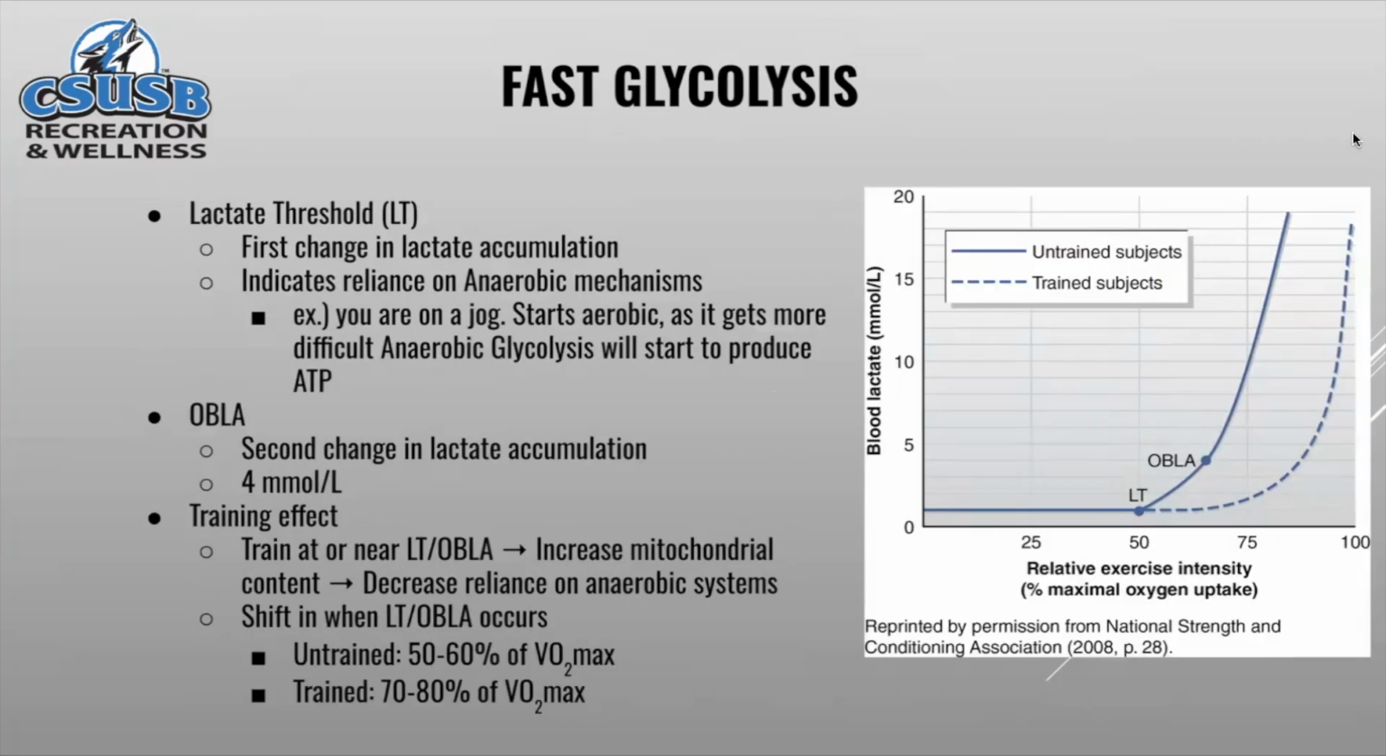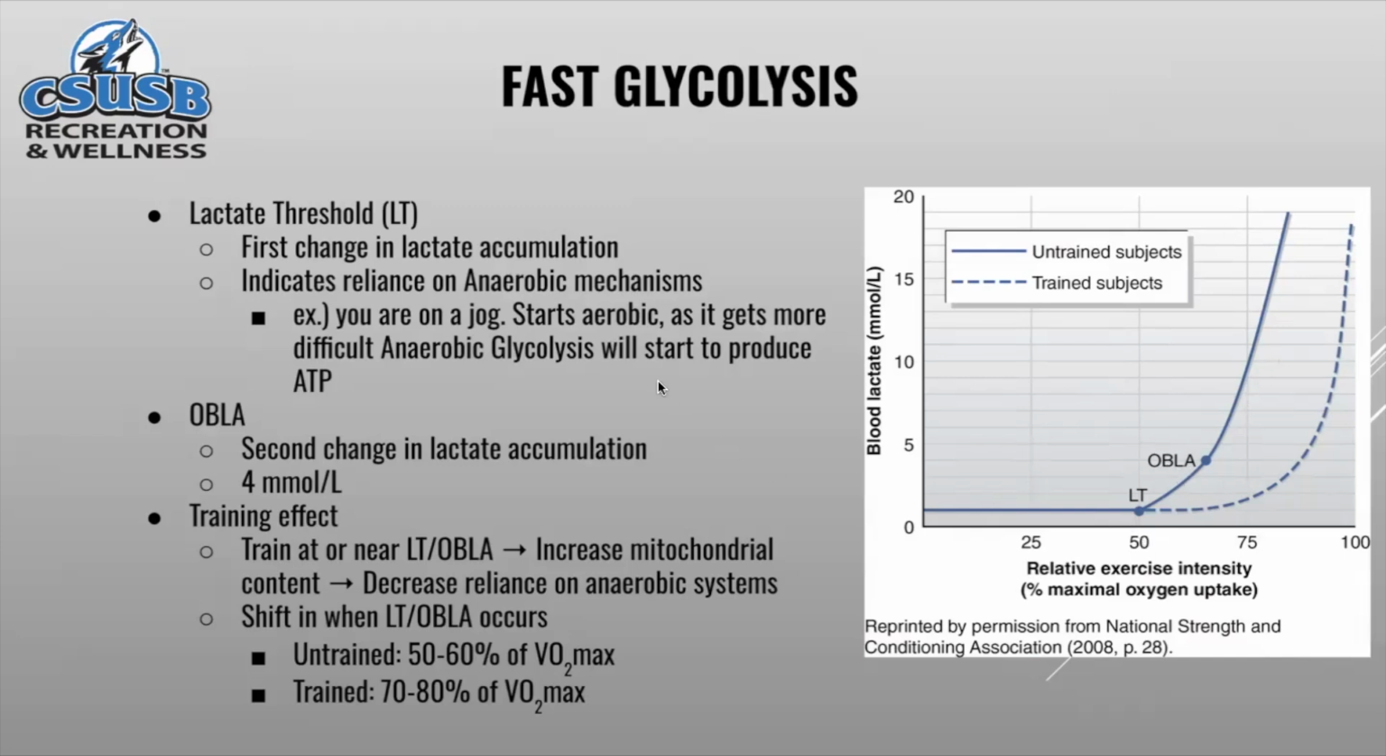All right, so moving on with fast glycolysis, we have something called our lactate threshold. This is our first influx or change in lactate accumulation, meaning at some point in our exercise, we're going to start seeing lactate build up in our blood. And what this indicates is a reliance on anaerobic mechanisms. So when we have our anaerobic glycolysis working, it is going to turn pyruvate into lactate. And this will cause this line on the graph to go up in our blood.